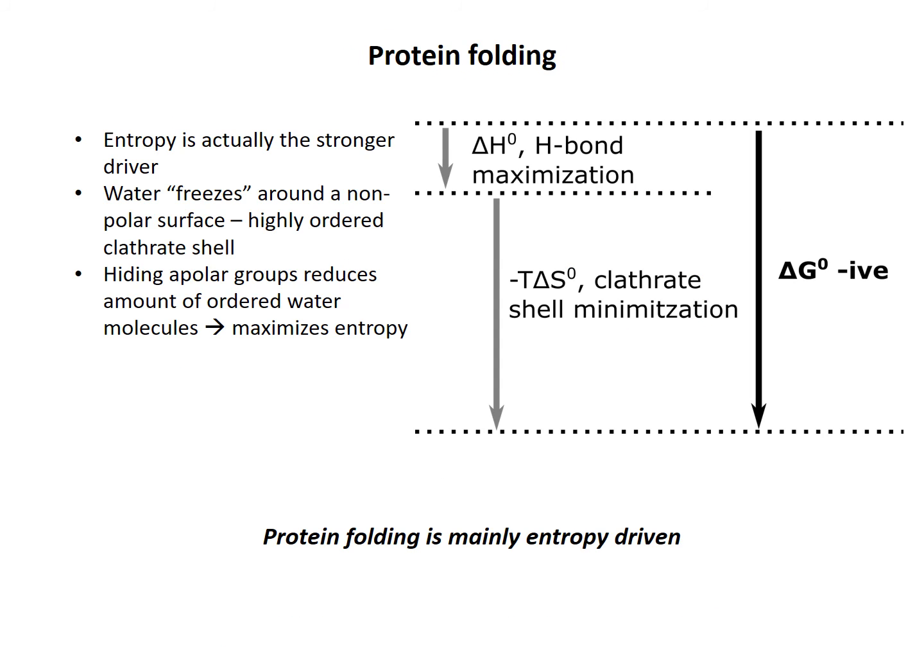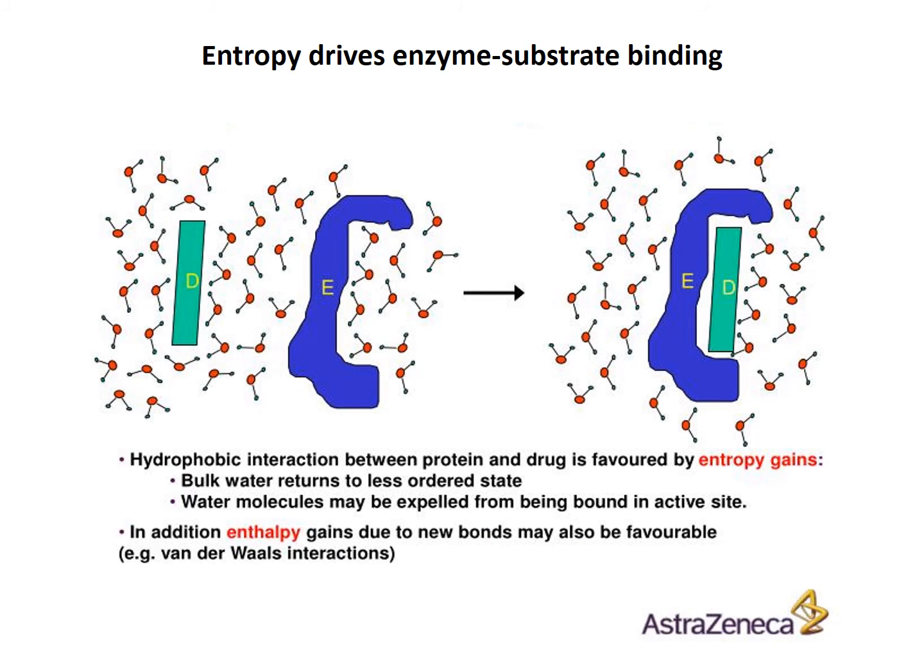Therefore, protein folding is mainly driven by entropy. As you can see from this diagram, by minimizing the clathrate shell, you get a very negative delta G. And therefore, this process of protein folding has become favorable and spontaneous. In the same manner, entropy also drives enzyme and substrate binding. So before binding, water molecules surround both your substrate and enzyme, but upon binding, water molecules in the active site are expelled, and this increases the entropy within the system.